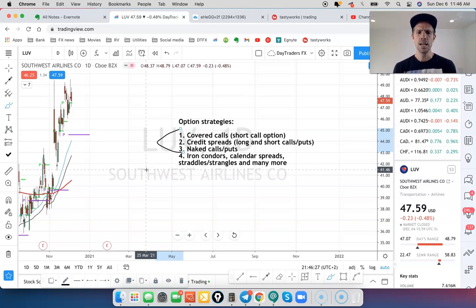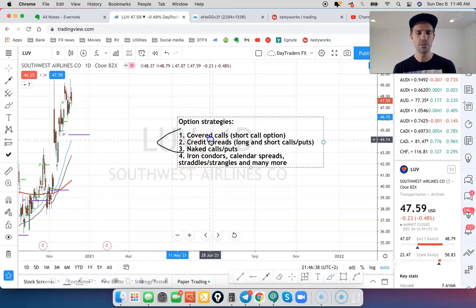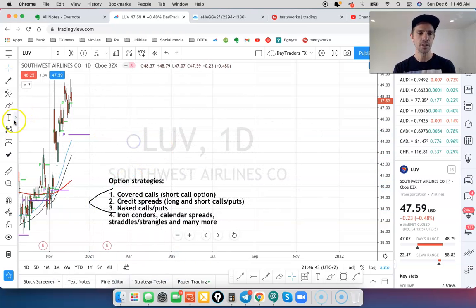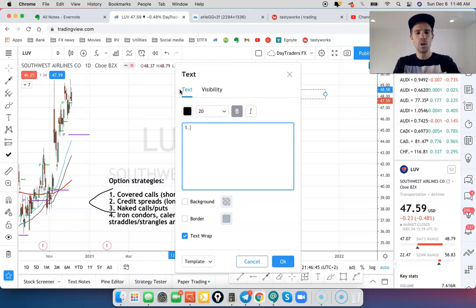So let's talk first off about covered calls and why and how this is a good strategy, and then we will dive into a couple of these other ones. Okay, so what is a covered call? A covered call is exactly this right here. A covered call is, number one, I own the stock. Number two, I sell a call option on the shares I own.